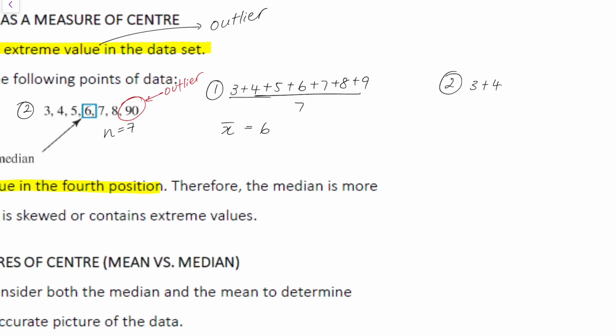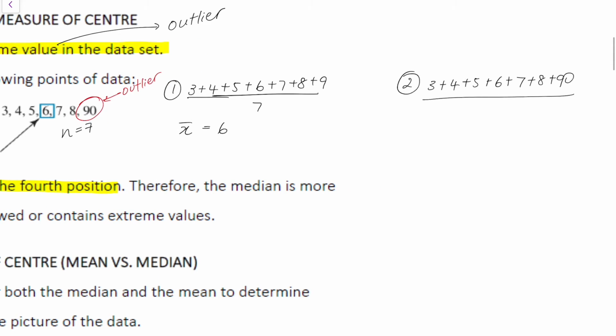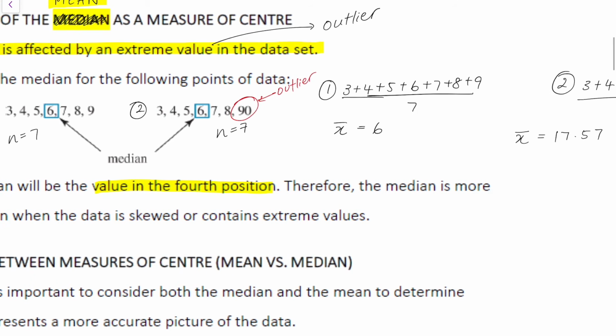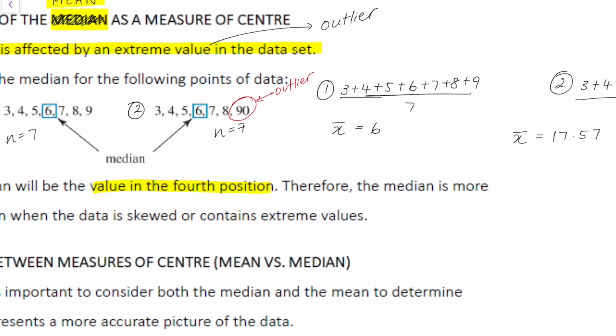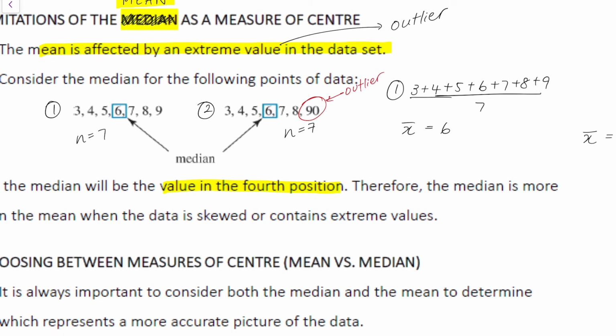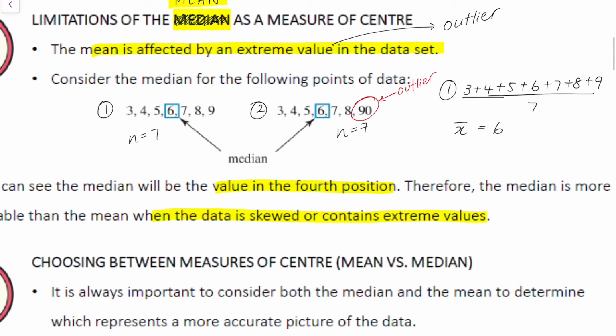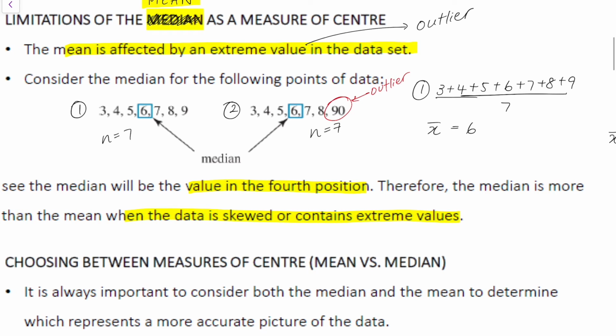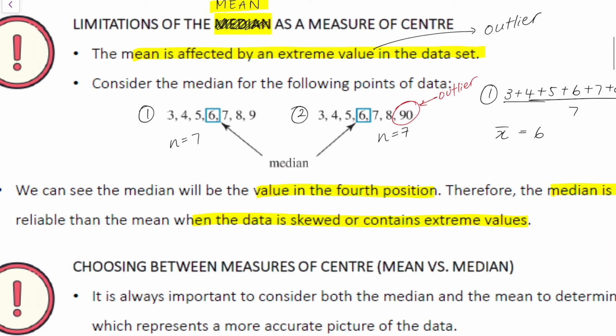So again, we would just add all our data points together, and our mean now becomes 17.57. So we can see with this particular example here, the mean was not an appropriate method to calculate our average value, purely because it was affected by an outlier. So in this case, the median is much more appropriate, especially when the data is skewed or contains extreme values. So I'm just going to highlight that.